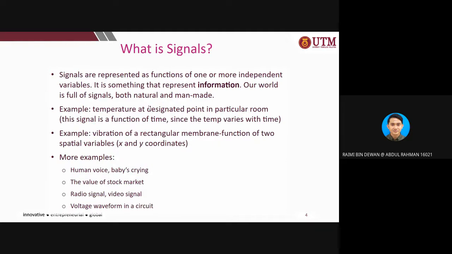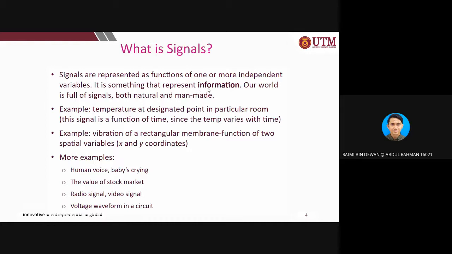So what is a signal? Seems like a simple question. A signal is represented as a function of one or more independent variables. It can be one, for example, y equals x(t), or y equals x(t) plus z(t). It is something that represents information.